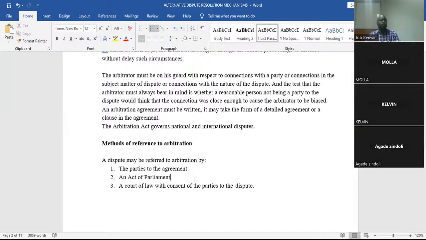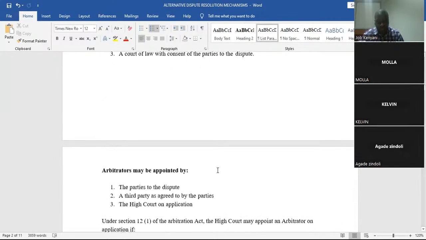So there are several statute laws. Each and every time, parliamentarians or members of parliament come up with acts of parliament. That is their role. That is what they do in parliament. A court of law sometimes can give directions that a matter be referred to a tribunal.